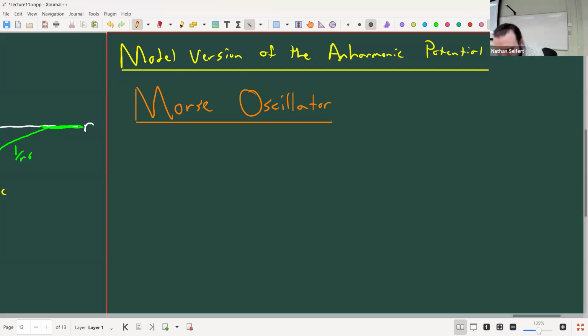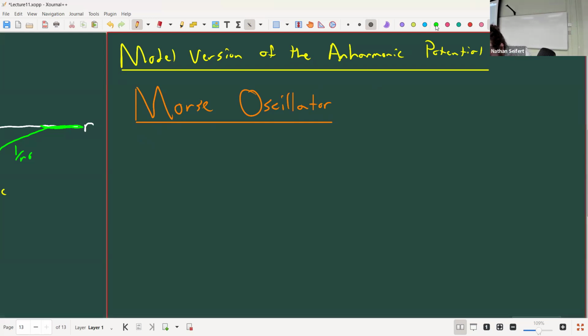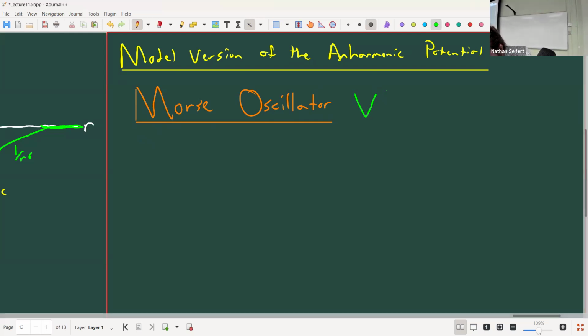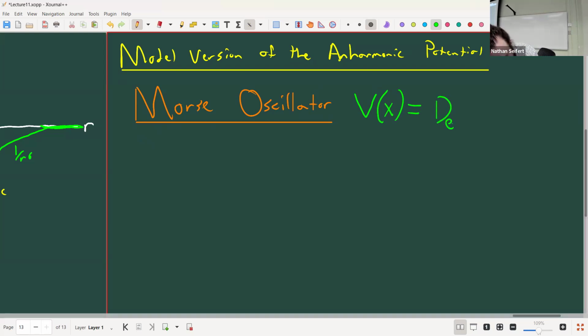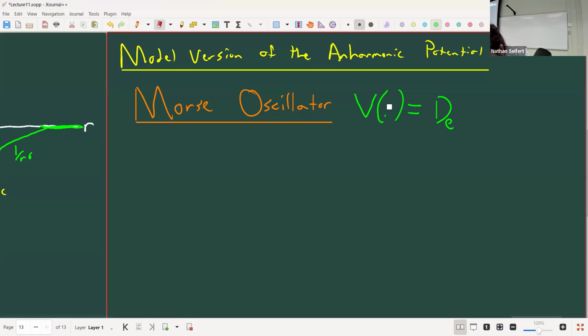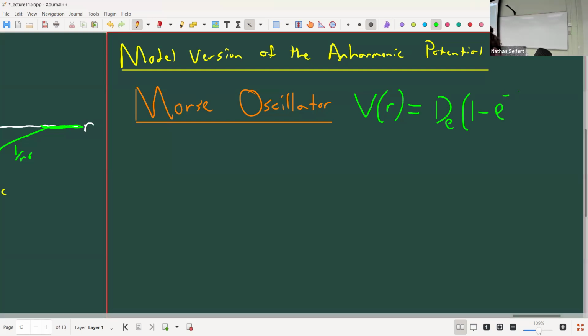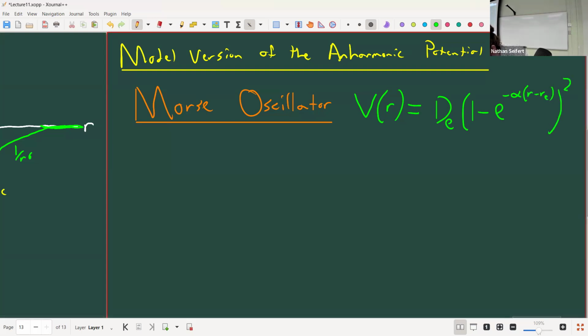This has a potential, I'll write it over here. It's got a slightly different potential structure. I'll define everything for you. Let me change it to R. D sub E times one minus E to the minus alpha, R minus R sub E, all squared.